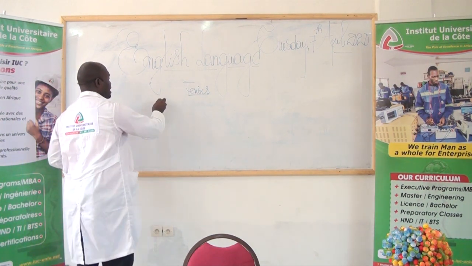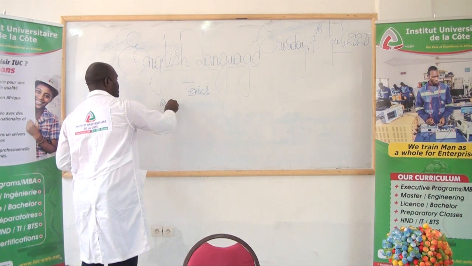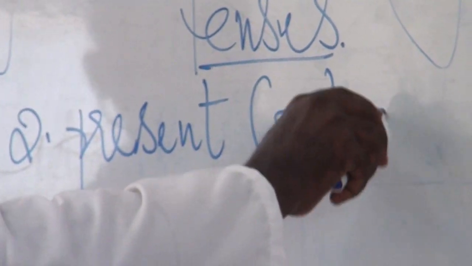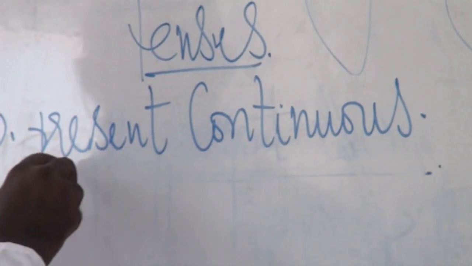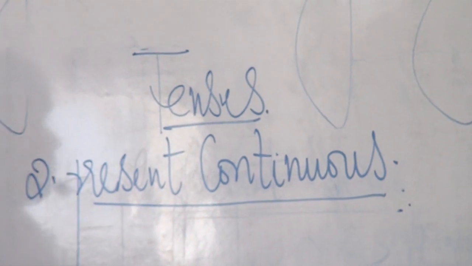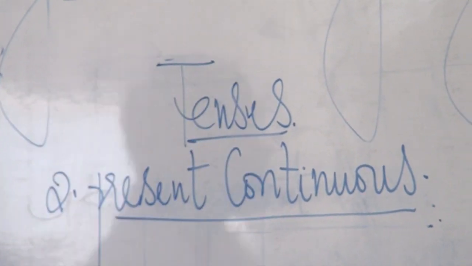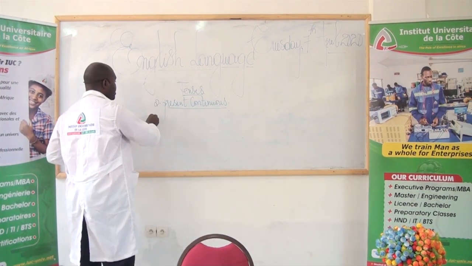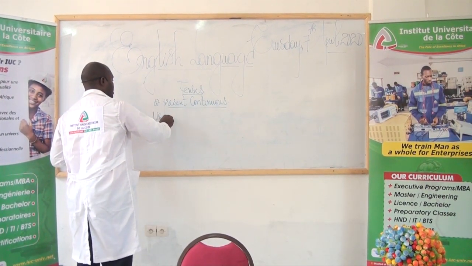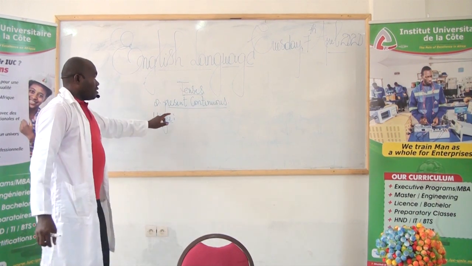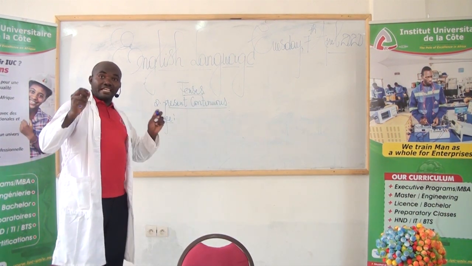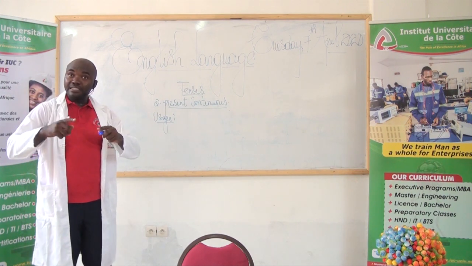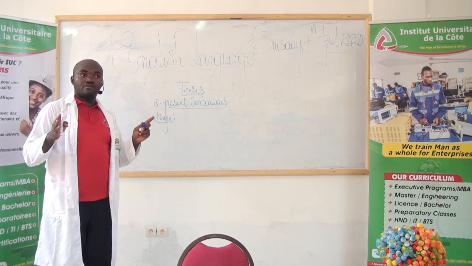Okay. The second tense is present continuous. Present continuous. Okay. When we say present continuous, what does that mean? It means an action that takes place at the time of report. So when you are talking, the action is ongoing. Is that okay?